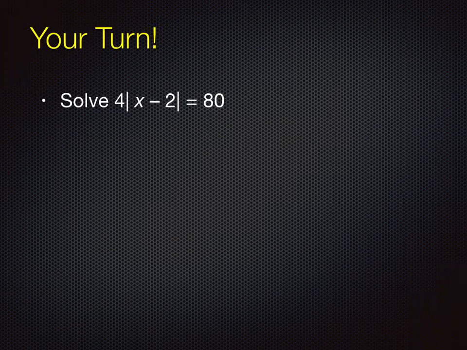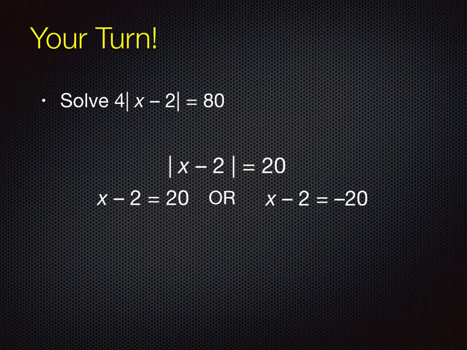So here, why don't you practice with this one, put the video on pause, and then come back and check. First, you would have divided both sides by 4. Now you would have said x minus 2 equals 20 or x minus 2 equals -20. You would have solved both of these equations. And we have two solutions, -18 or 22.